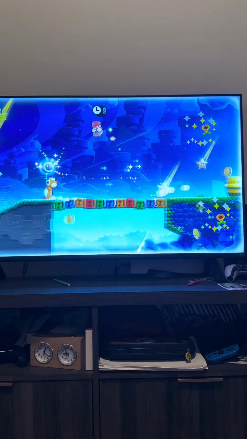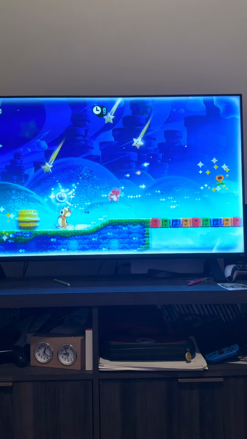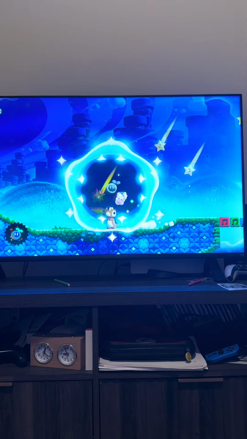Alright, we're going to use some star power for this next one, because when Mario uses the star, when he jumps, he flips around. And we're going to try to get this so it pauses. There we go, perfect. 90 degrees.